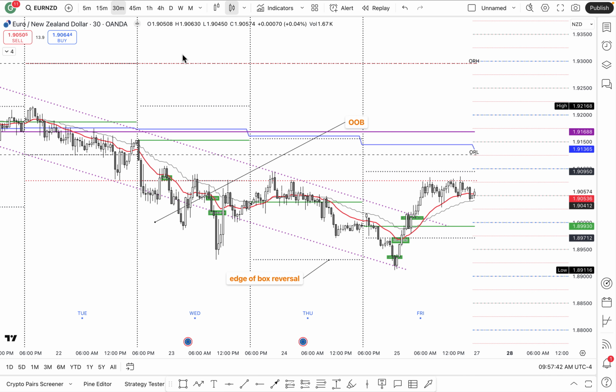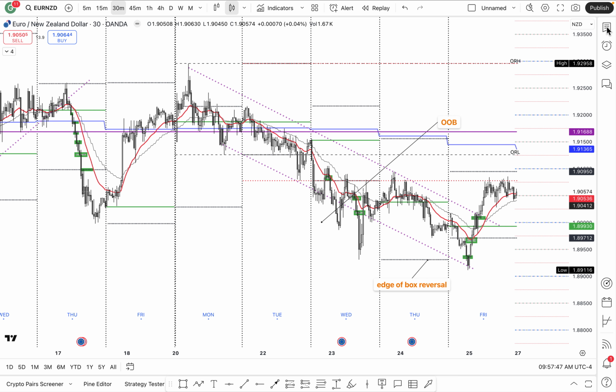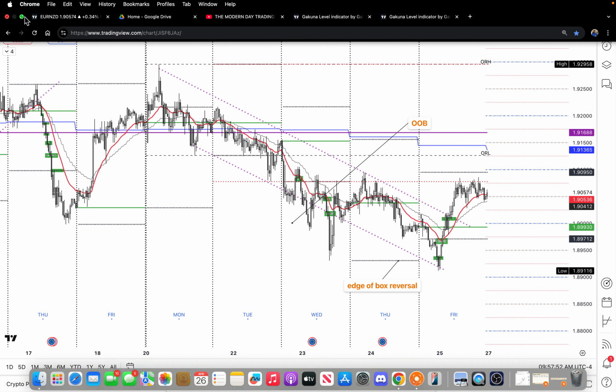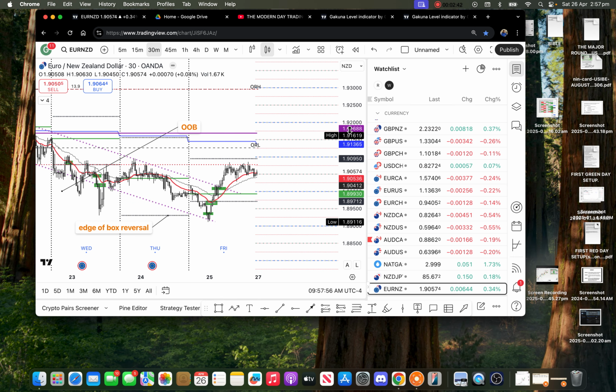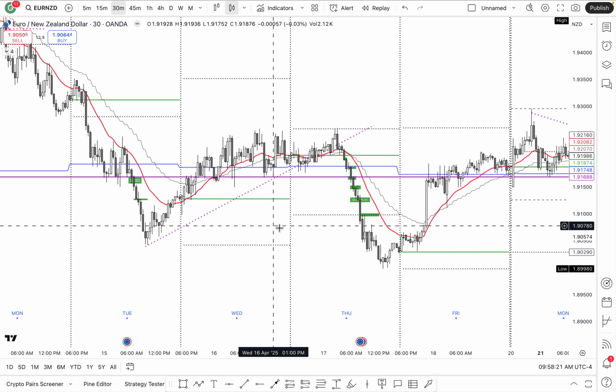Now inside day, how would you know if an inside day is going to reverse? Good question. How would we know if an inside day is going to reverse? Now let's take a look at an inside day I took last week. If you saw the video last week where I talked about an inside day on Euro NZD, where is it here? It was an inside day. This is an inside day.